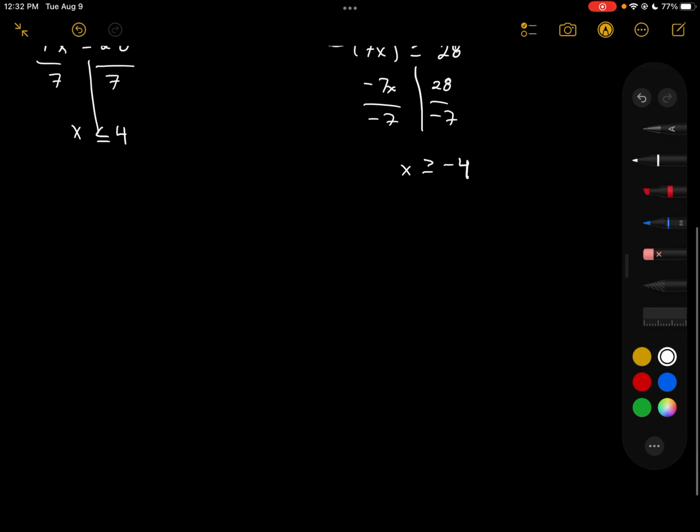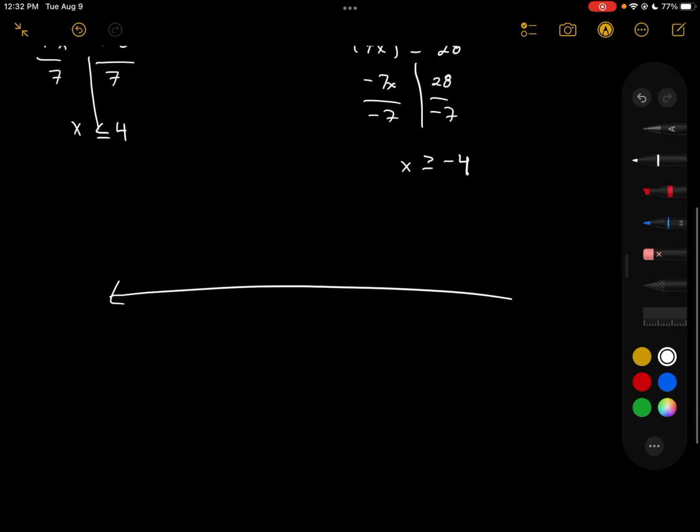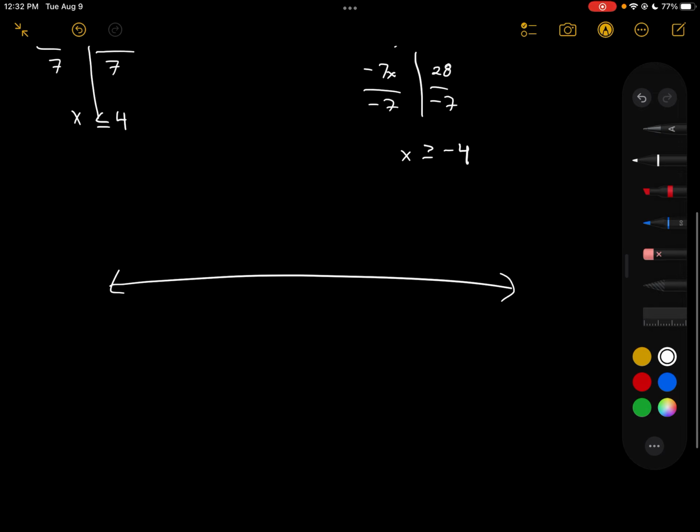Okay, so now that we have these two things, we can jump over to our number line here, and we'll see the two numbers that we're working with are negative 4 and positive 4. Starting off with negative 4, we see that we have an equal sign underneath, so we can have a nice shaded dot. Jumping over to positive 4, again an equal sign underneath, so we have a nice shaded dot.